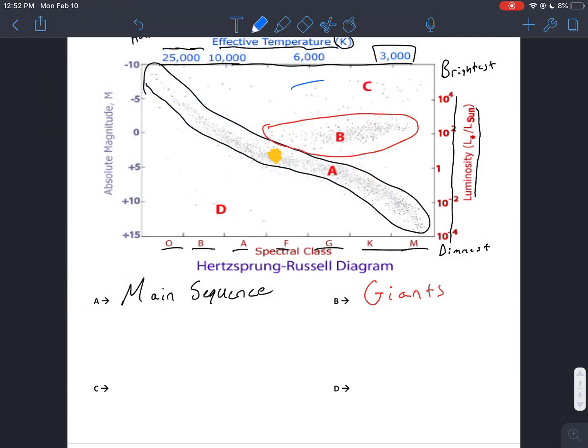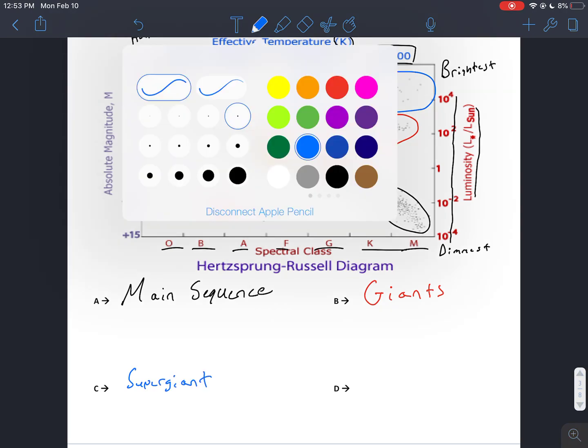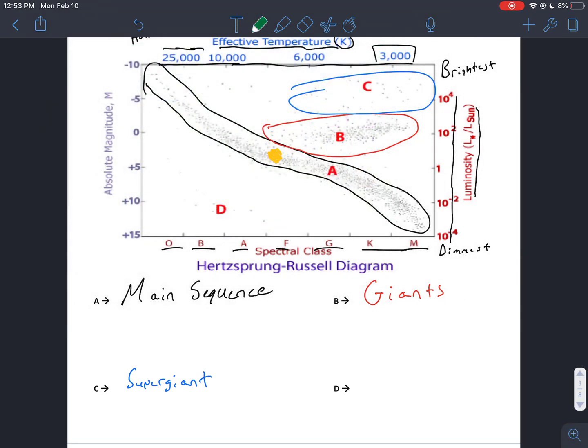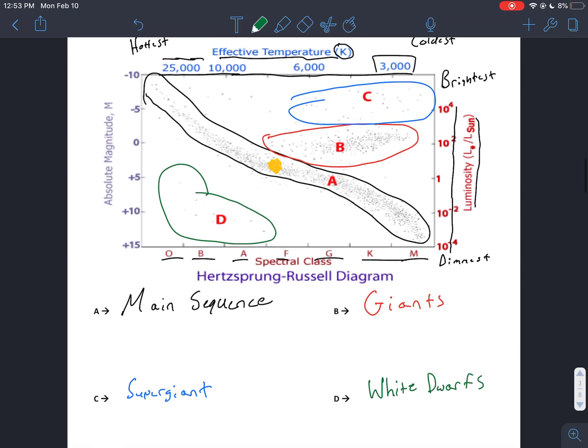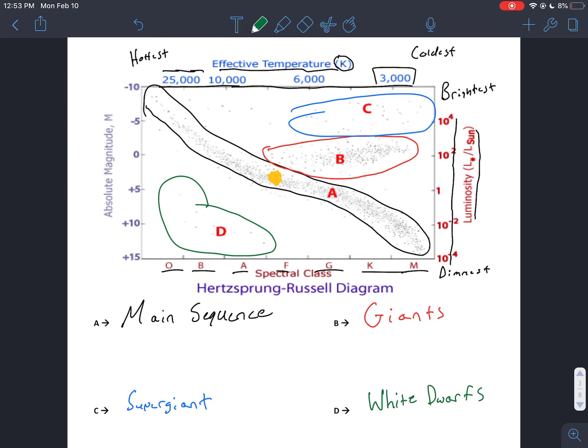C, I'll switch to blue. You see in the upper right corner, this is the supergiant. And then D, I'll go to green. This little interesting area all by itself. These are called the white dwarfs. So what you're going to have to be able to do today is make comparisons between stars.